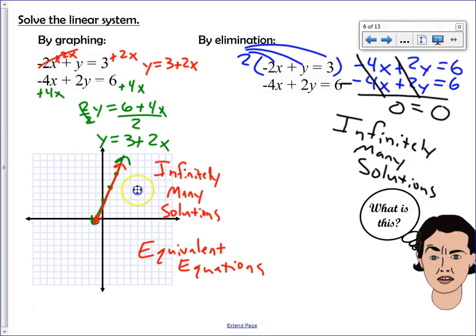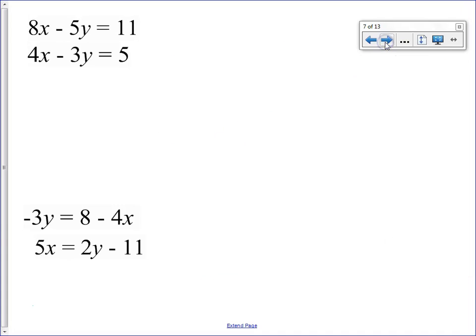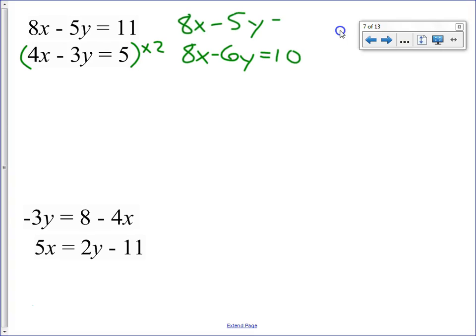We can compare that with what they look like graphically as well. So as I mentioned before, we might need to adjust the equations first before we can eliminate. So in the first equation here, notice the x's and the y's. Which one would be easier to eliminate? Well, if I double the bottom equation, that'll make the x's the same. So if I double everything in the equation, I get 8x minus 6y equals 10. Remember, what I do to one side of the equation, I must do to the other. We'll keep the other equation the same.